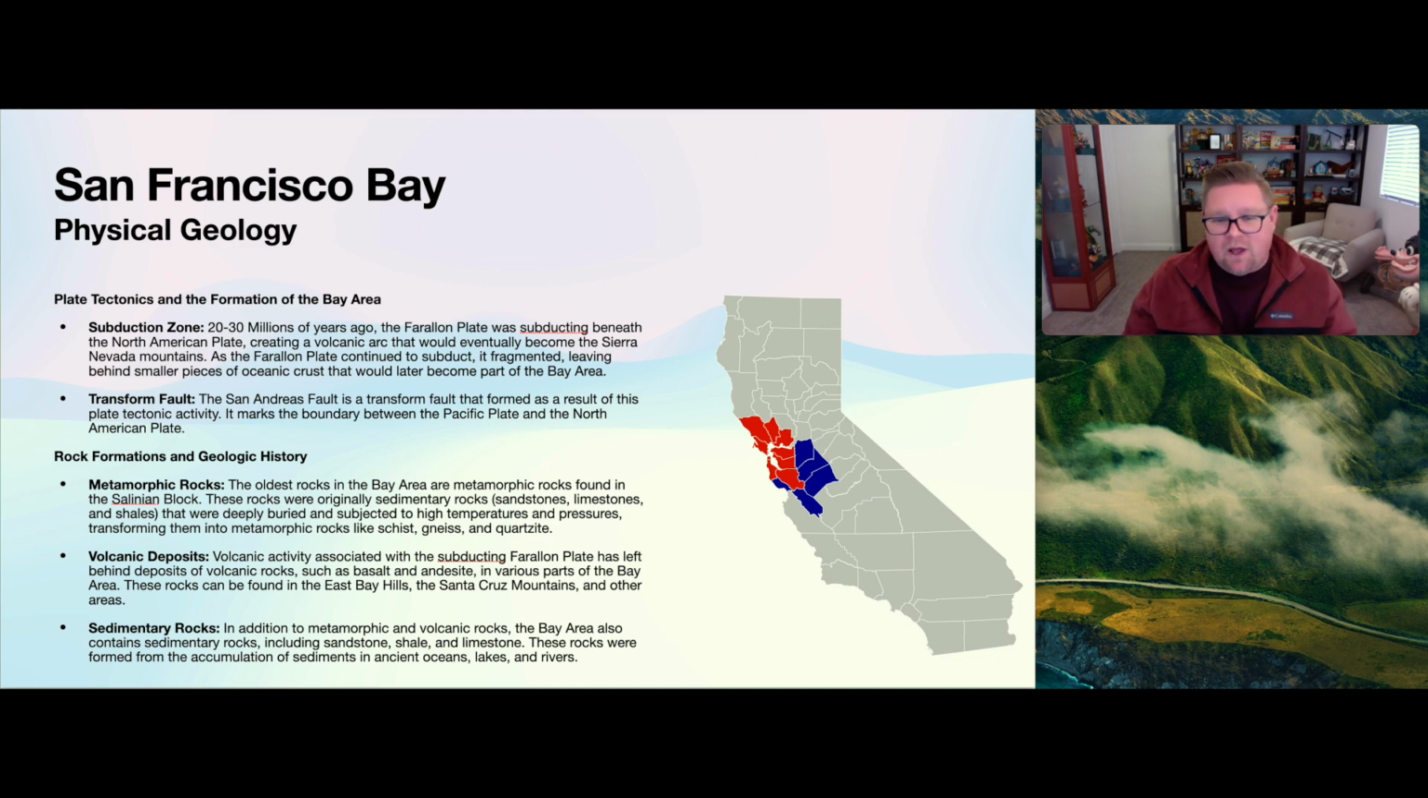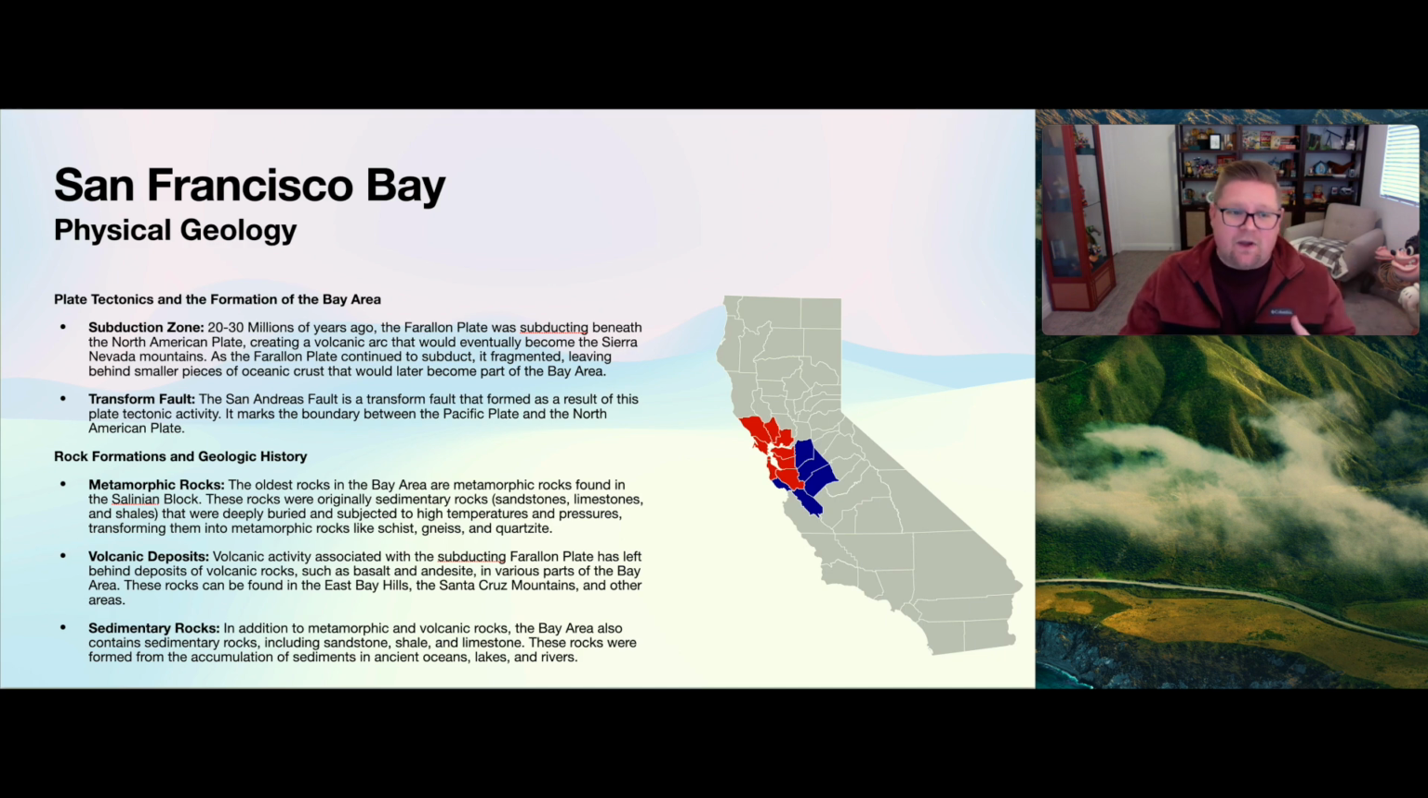Now, some of the rocks that are found here, as mentioned, are metamorphic, volcanic, and sedimentary. So we have metamorphic, igneous, and sedimentary rocks all within this area. Metamorphic rocks appear to be the oldest in the Bay Area, as they're found in part of what they call the Silurian block. These rocks were originally sedimentary sandstones and limestones that were buried very deep and subjected to high temperature and pressure, creating a new type of rock, metamorphic, such as schists, gneiss, and quartzites.